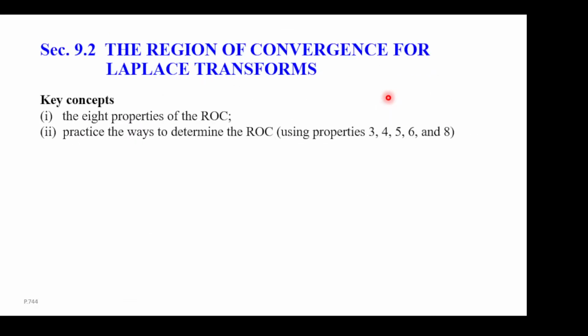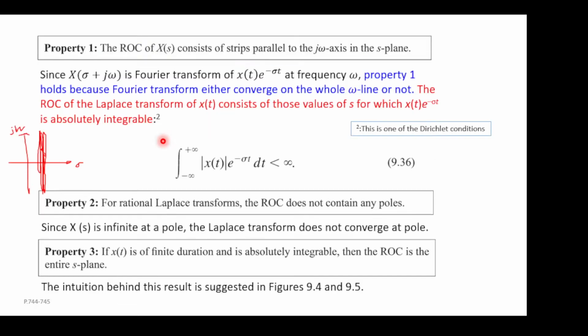Okay. So now we're back to the properties of the ROC for the Laplace transform. So this is the first topic. We went through this very quickly last time, but now let's go through these carefully. The first property is the most important one. It says the ROC consists of strips parallel to the j omega axis.